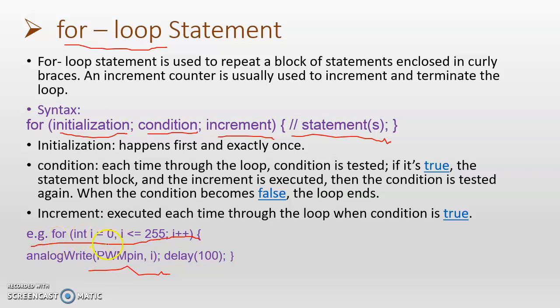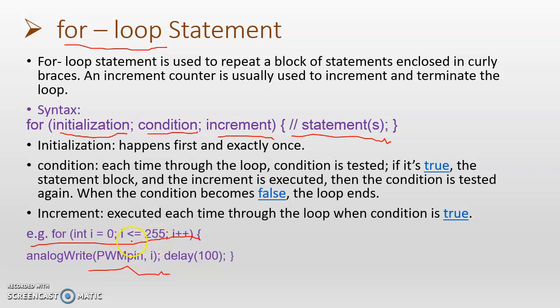Here the initial value is 0, and i will be less than 255, incremented by 1. So what will happen? Initially it is 0, then the loop will continue because the condition is true. i is 0, so it is less than 255, so increment by 1. So i becomes 1 the next time. Again it is less than 255, so you increment by 1. So 0, 1, 2, 3, 4, the loop will be incremented up to its final value 255.